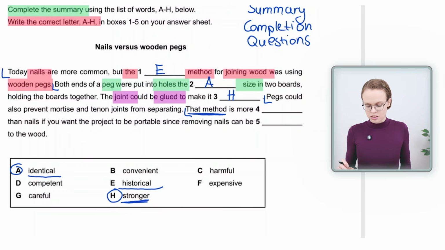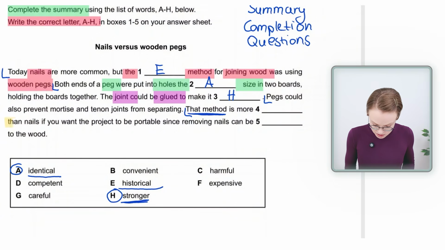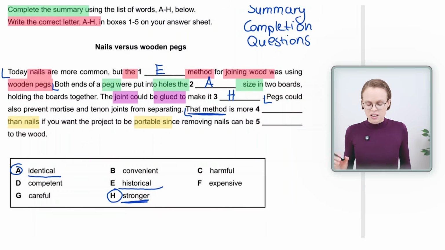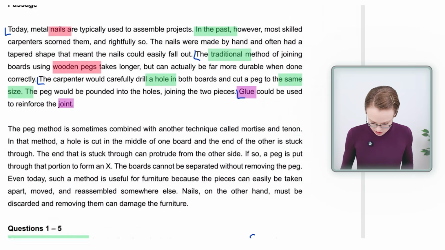We are not concerned with question number 5 at the moment, okay? We only focus on gap number 4 now. That method is more something than nails if you want a project to be portable. So, what are we looking for? Let's have a look at the passage.